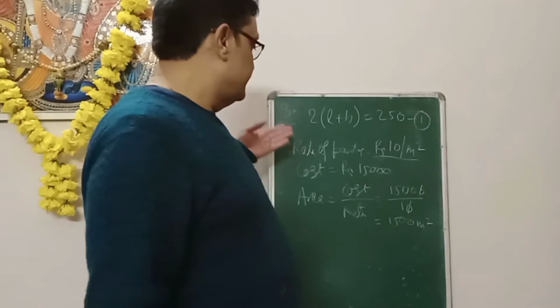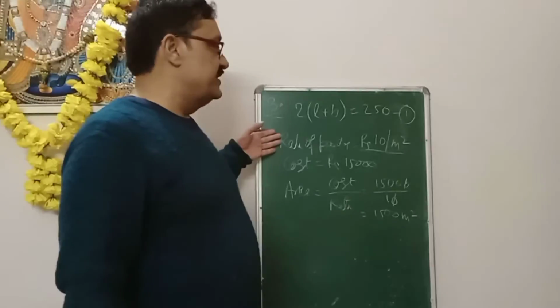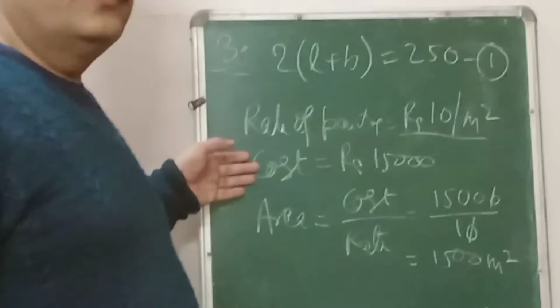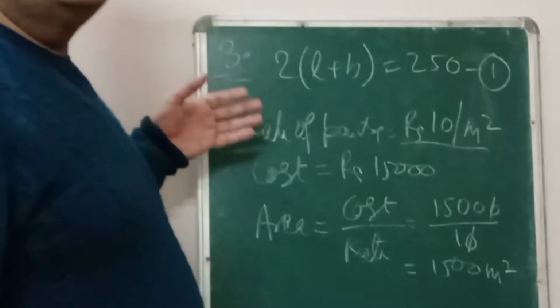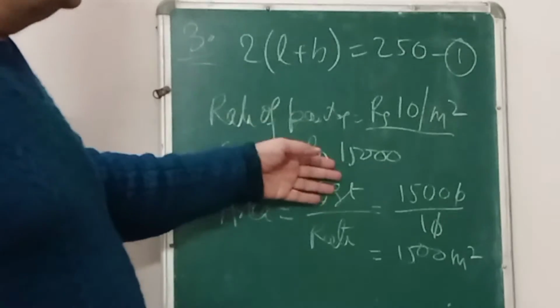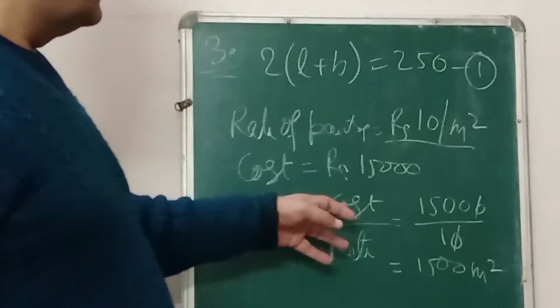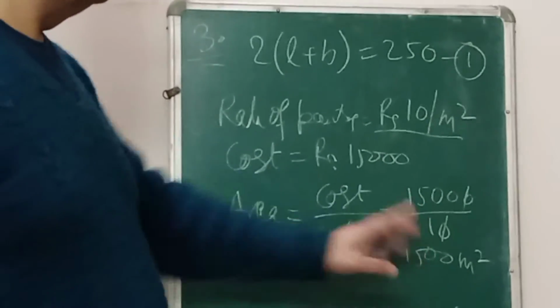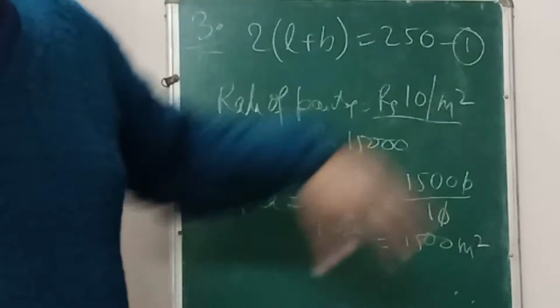From the question, it was given that rate of painting was this, total cost that comes by getting it painted from this rate is this. So we can easily get cost divided by rate is equal to this area which the four wall constitute.